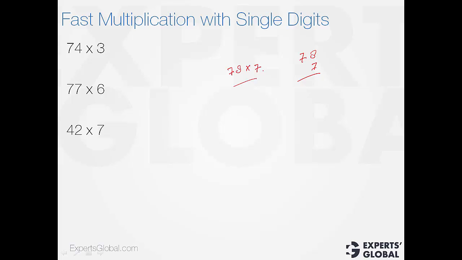But if practically I have to do it, I would always just multiply, take the units digit out. If it is 93 into 7 that I have to do, I would do 90 into 7, 630 plus 3 into 7, 21. 630 plus 21 is 651.